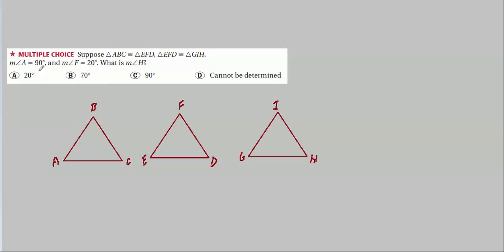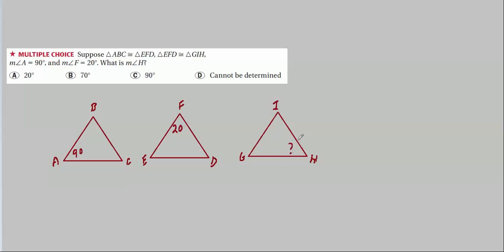But let's just work this problem. We got angle A is 90 degrees. Well, I certainly drew this wrong because that doesn't look anything like 90 degrees. We'll just live with it. Angle F is 20 degrees. I admit that doesn't look much like 20 degrees either. What is angle H?